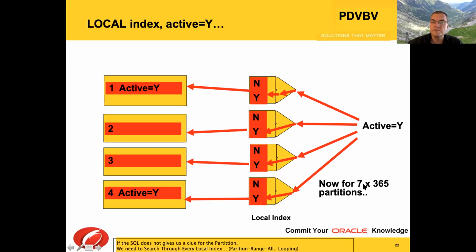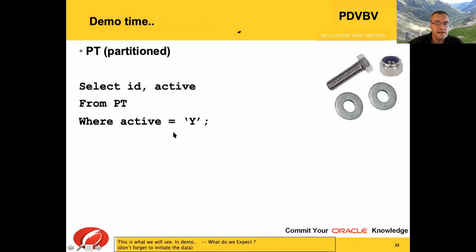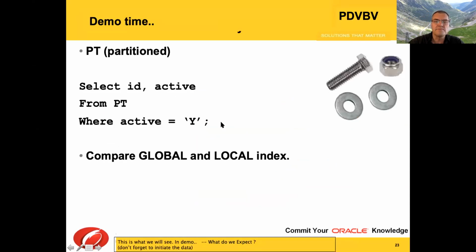If this happens for something like a 2-year set of data or 7 years of 300 records, you need to visit 2,500 partitions, your CPU is going to be busy and your end user is going to have to wait for the query a bit. Demo time, partition table. We will select based on the active. Active is yes. There are 4 active records in a set of 40,000. So let's compare global and local index.